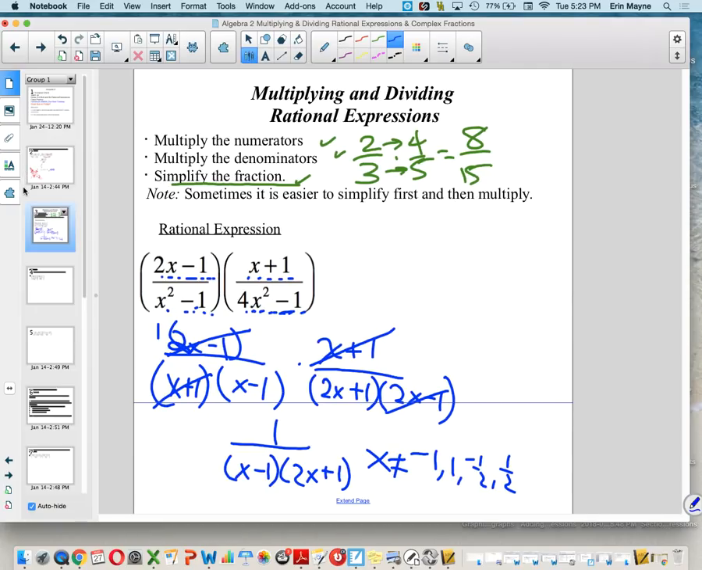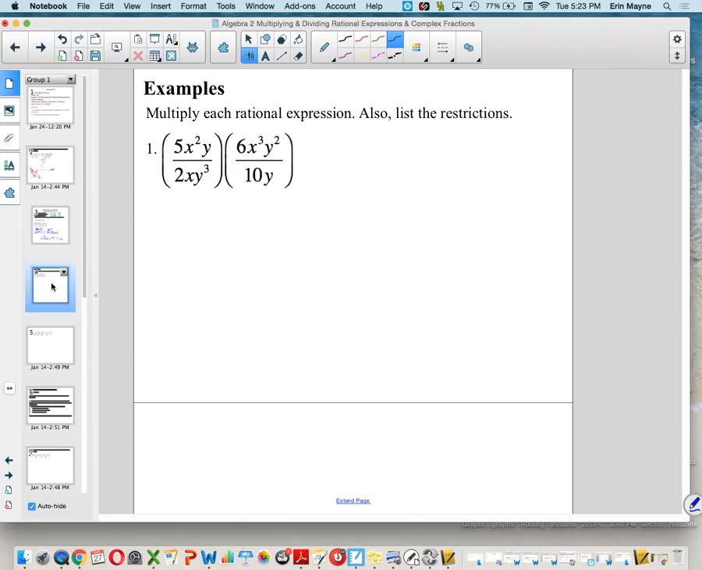What I want you to do now is just on your own, take a minute, and we're going to go back to straight variables to kind of warm up on your own here. Do that exact same concept. Multiply either across the top, across the bottom, or cross-cancel and multiply across the top, across the bottom. And go ahead and put the recording on pause, and when you're ready, check your answer.